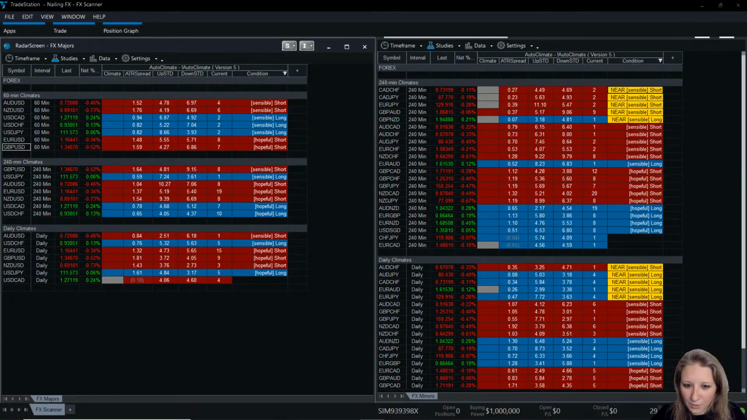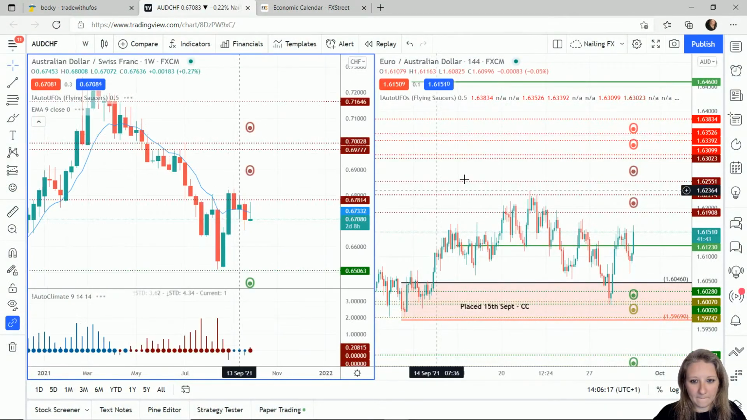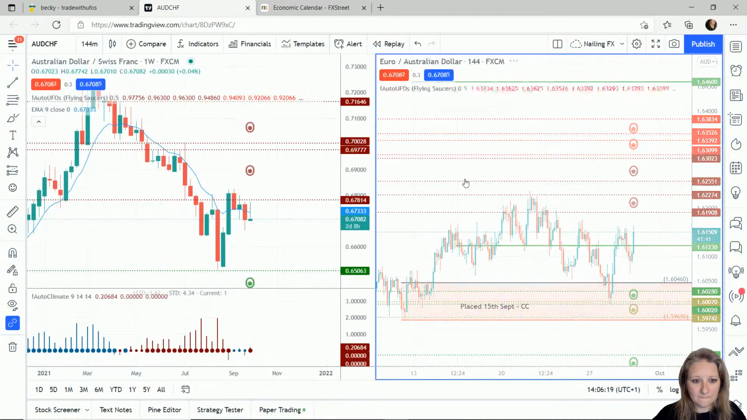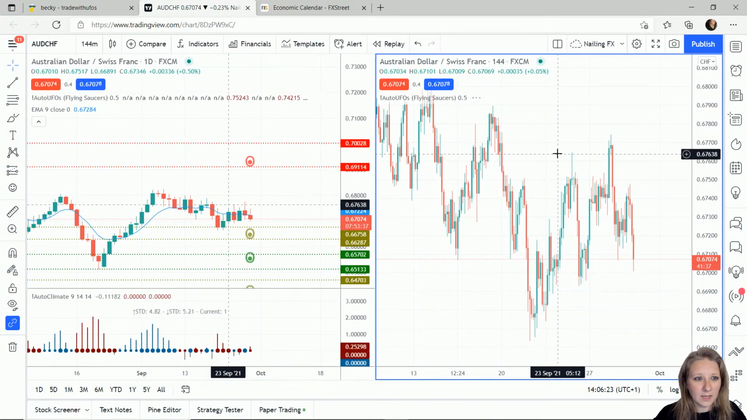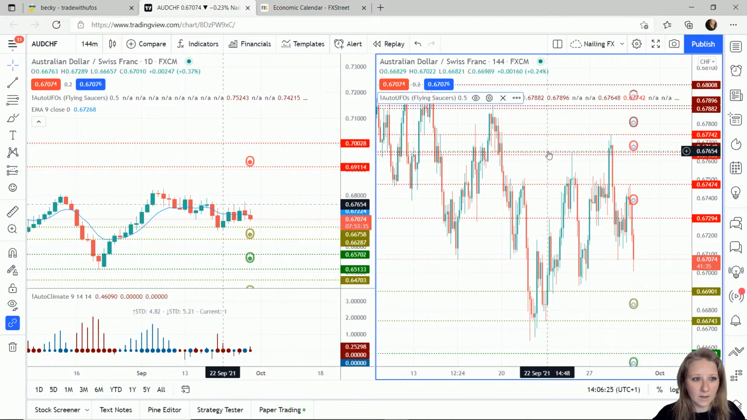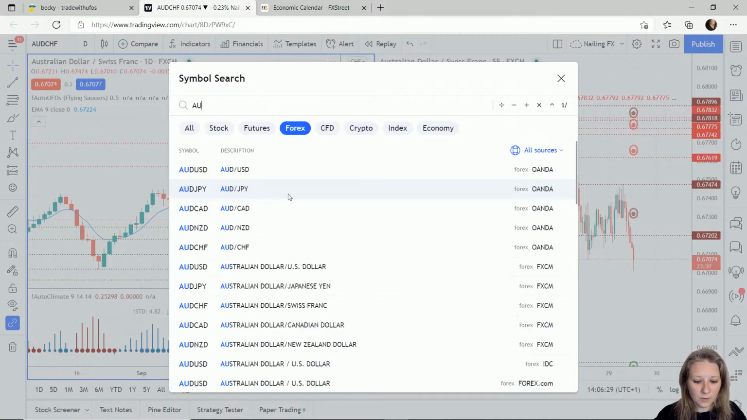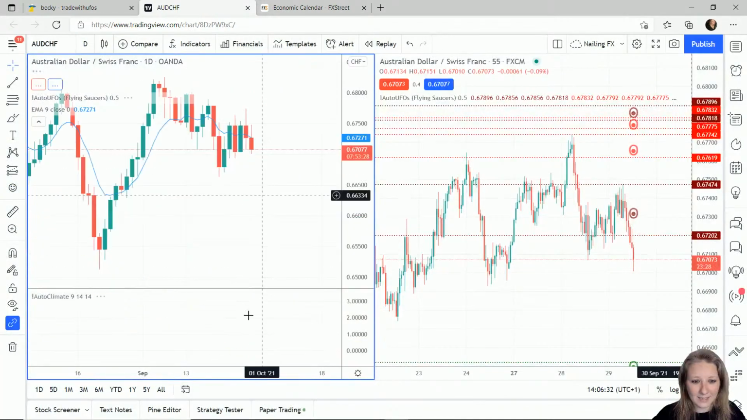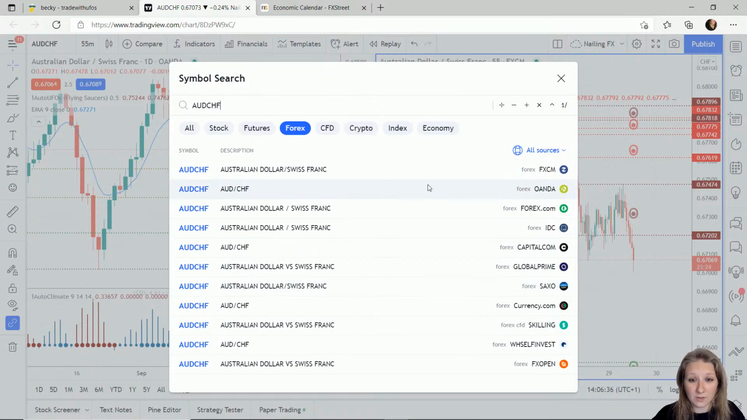So first one was Aussie Swiss. Here we go, Aussie Swiss with a daily chart on the left hand side and a 55-minute chart on the right hand side. I'm also just going to make sure that we're looking at Oanda data, because then we are looking at the exact data that TradeStation is looking at as well.